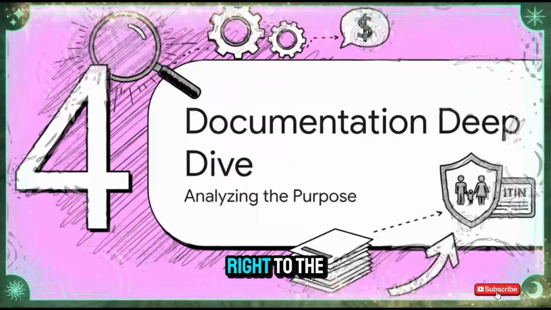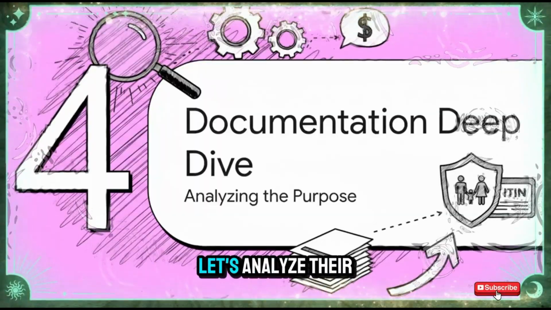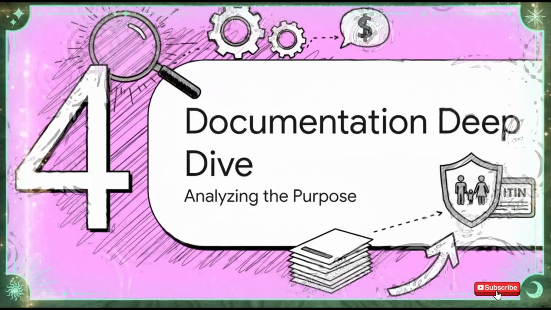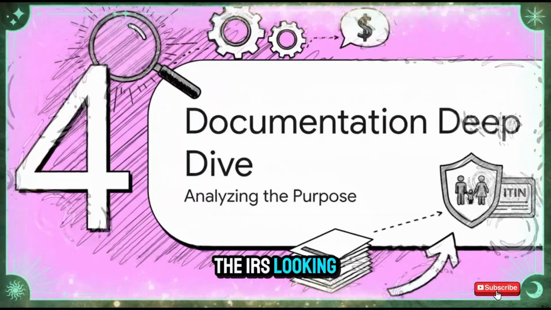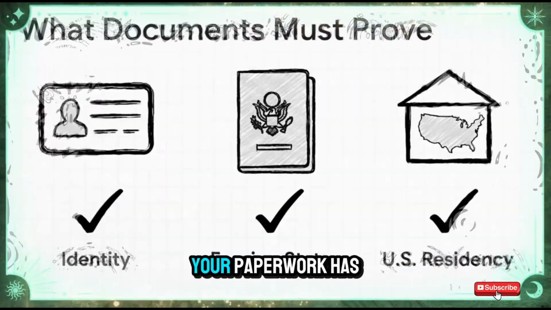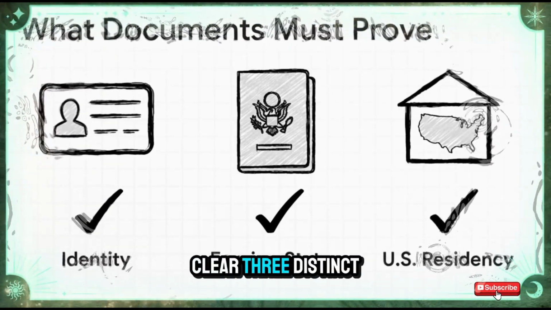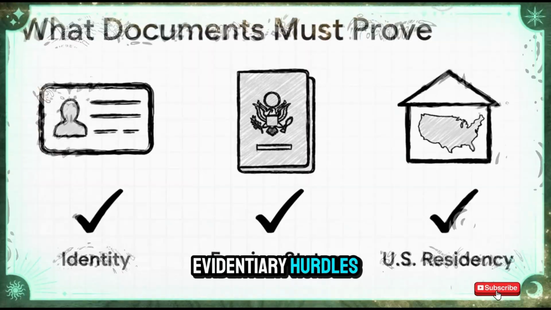That brings us right to the supporting documents. But instead of just giving you a checklist, let's analyze their purpose. What exactly is the IRS looking for? What are you trying to prove with all this paperwork? Your paperwork has to do 3 separate jobs. It has to clear 3 distinct evidentiary hurdles.